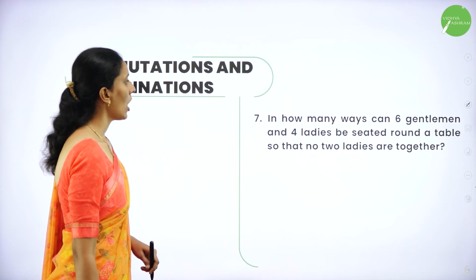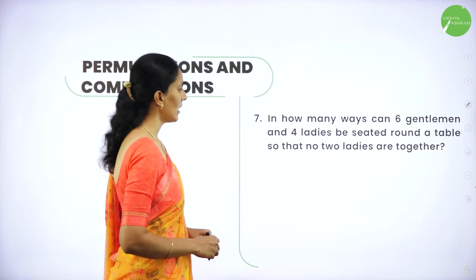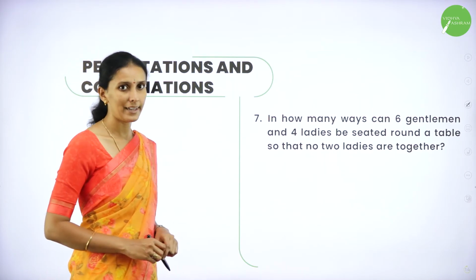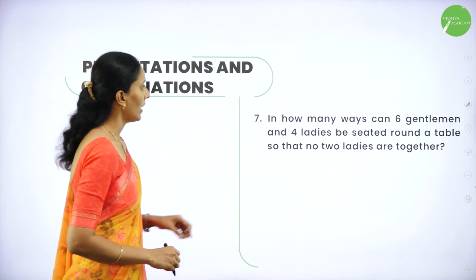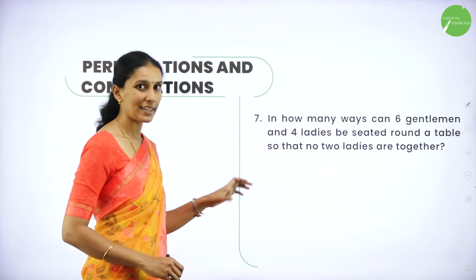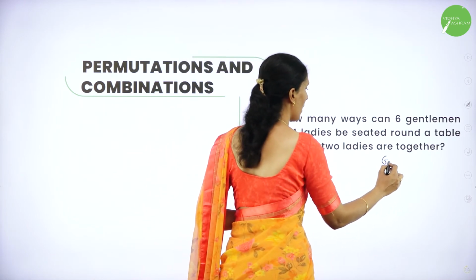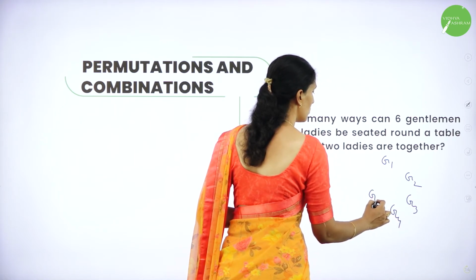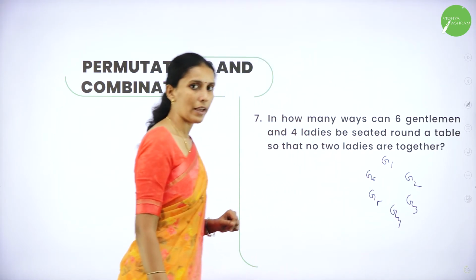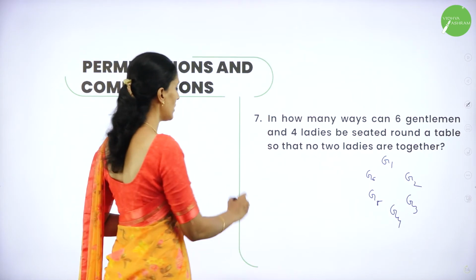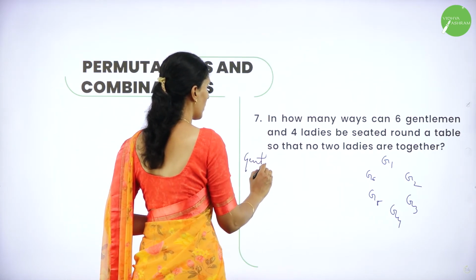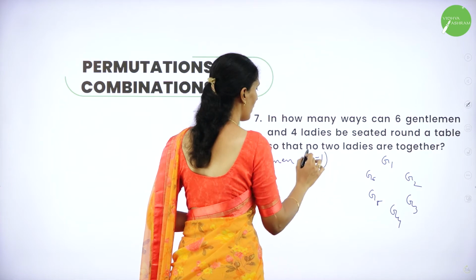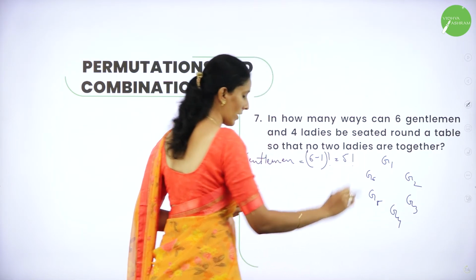Next question. In how many ways can 6 gentlemen and 4 ladies be seated around a table so that no 2 ladies are together? Let me consider the arrangement of 6 gentlemen in a circle: G1, G2, G3, G4, G5, G6. Now we are arranging 6 gentlemen. The arrangement of gentlemen will be 6 minus 1 factorial, that is equal to 5 factorial.